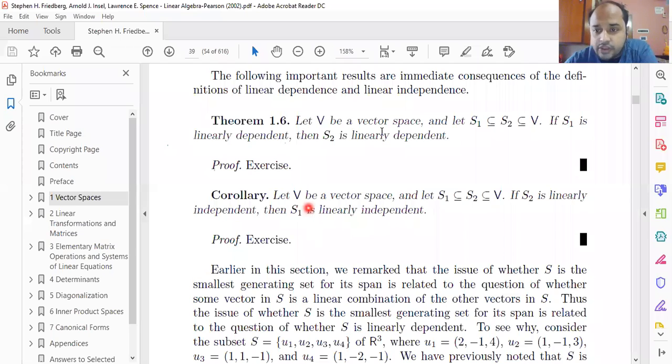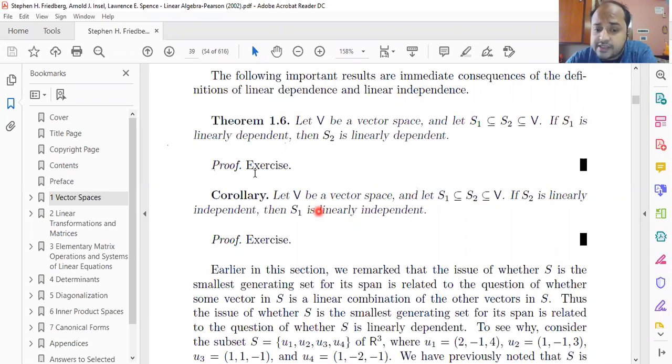if V is a vector space, and we get subsets of this form, S1 subset S2 subset V, meaning S2 is the bigger subset which contains the smaller one, and if you can show that the smaller subset is linearly dependent, the bigger one will also be linearly dependent. And in a similar situation, if you can show that the bigger subset is linearly independent, the smaller subset is also linearly independent.